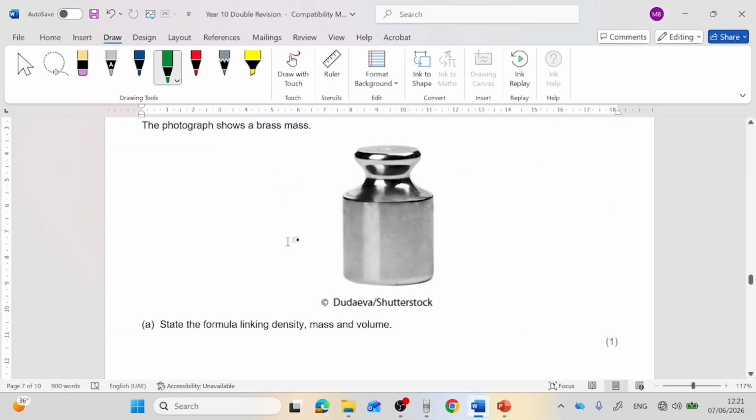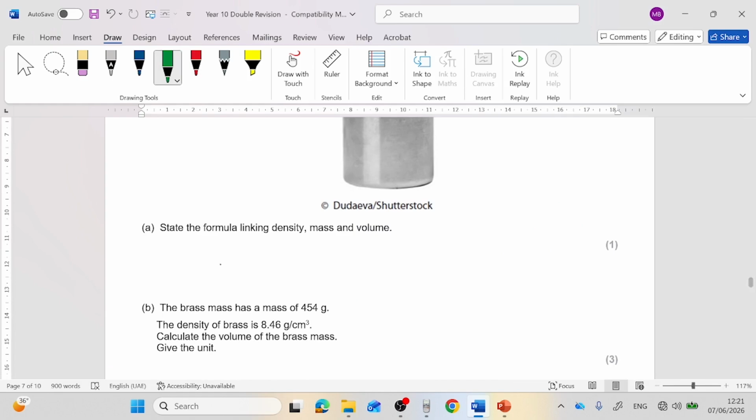So let's move to these questions. State the formula linking density, mass, and volume. We said that density is equal to mass over volume. And if you are not happy with the symbols, you can just write density equals mass over volume. It's up to you.